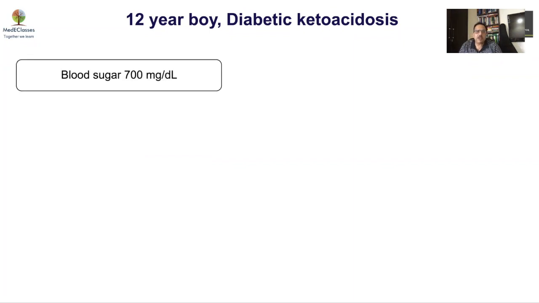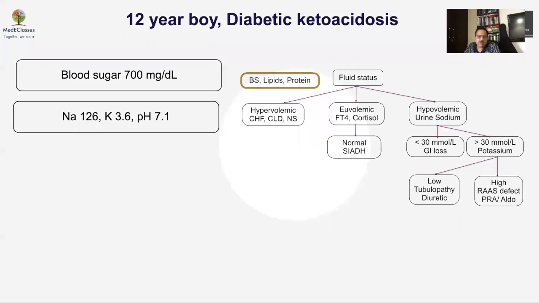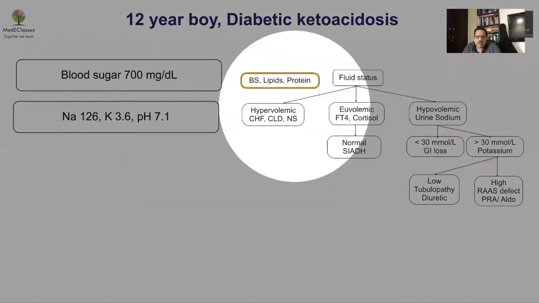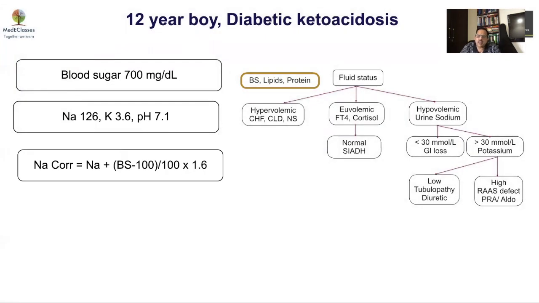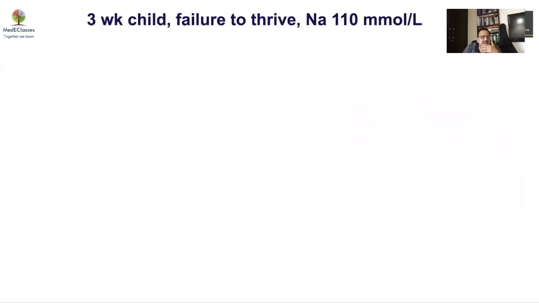A 12-year-old boy with diabetic ketoacidosis, blood sugar is 700, and what we are seeing is that there is hyponatremia. Now, is it really hyponatremia? We have to look at the corrected sodium because it's DKA and the sugar is very high. So we correct: for every 100 milligram per dL, you add 1.6. This comes out to be 135.6. So this is not really hyponatremia. It's a pseudo-hyponatremia in this setting.